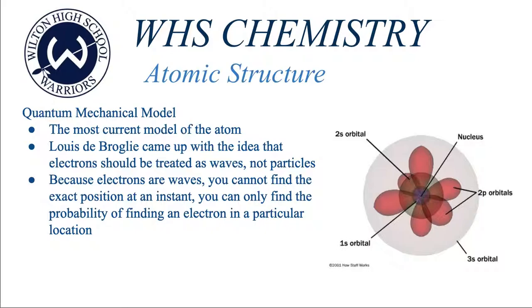You can only find the probability of finding an electron in a particular location, which is an important topic because you never actually know where an electron is, but you can find that there will be a 90% chance of it being in a certain location.